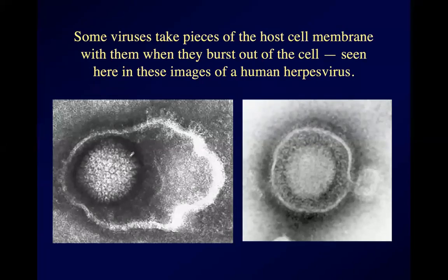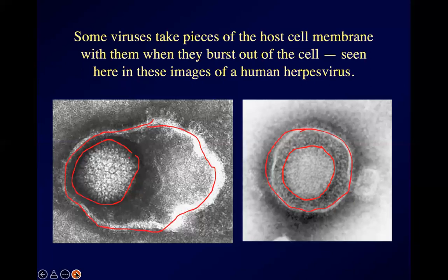And in these images that you're seeing right here, the capsid is right there. I'm circling them in red. But when herpes viruses come bursting out of the host human cell, they're wrapped in a little piece of the host cell membrane. And that's what this thing is that I'm circling in red right now. So some viruses do that.